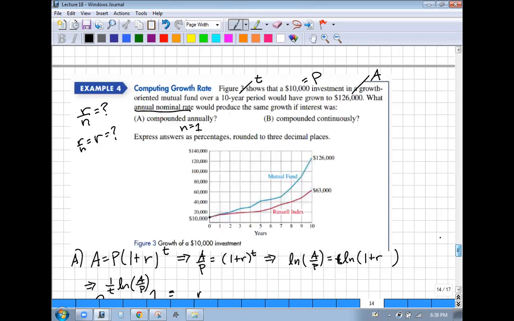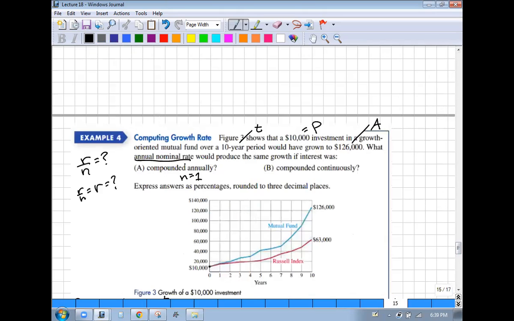Trying to figure out what this would mean. What would the annual nominal rate be if it's compounded continuously? Because remember, this was R divided by N. It's the amount of interest you're charging every period. But if there's an infinite number of them, then you're not getting any interest.